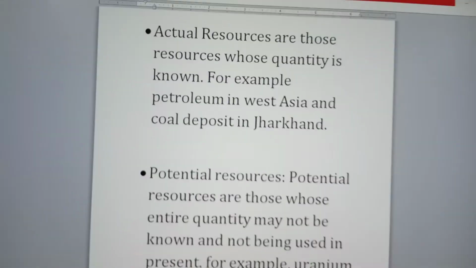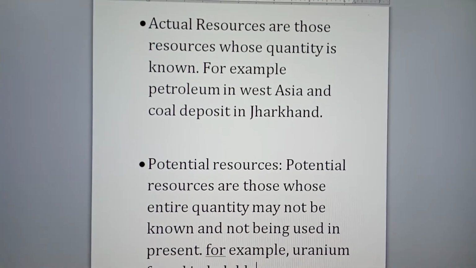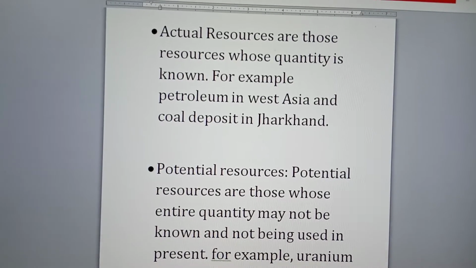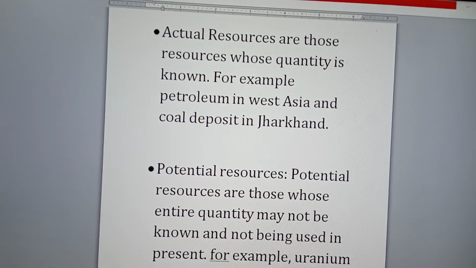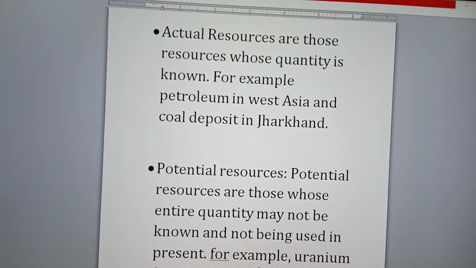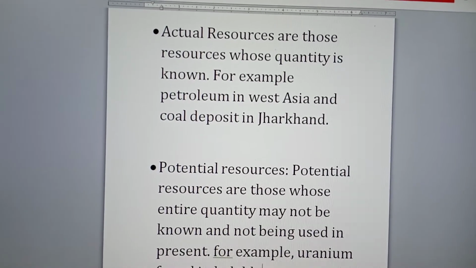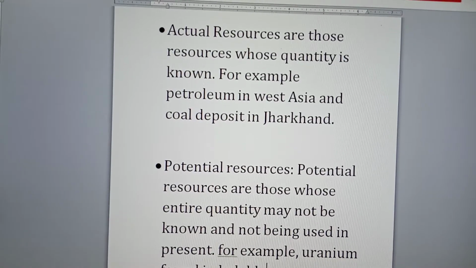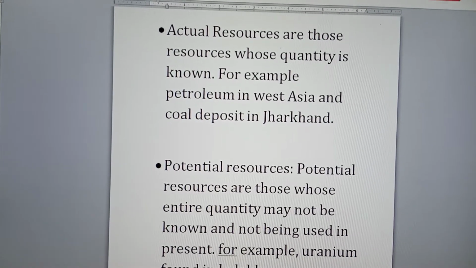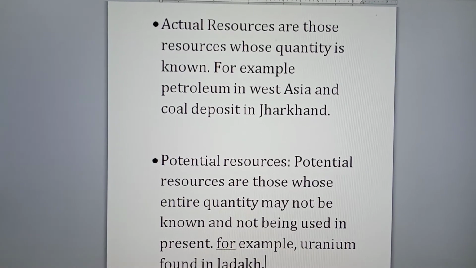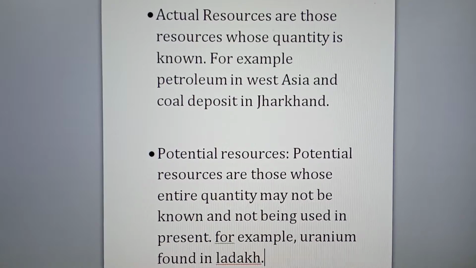Now, is it clear, students? So please write down this important point. What is an actual resource and what is a potential resource? Actual resources are those resources whose quantity is known. For example, petroleum in West Asia and coal deposits in Jharkhand. Potential resources are those whose entire quantity may not be known and which are not being used at present. For example, uranium found in Ladakh.